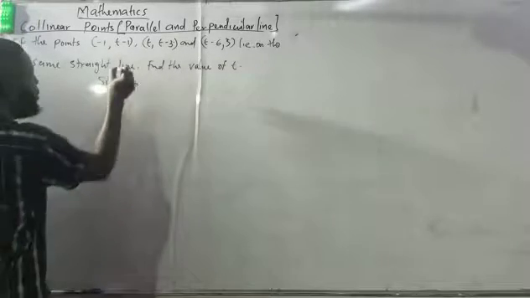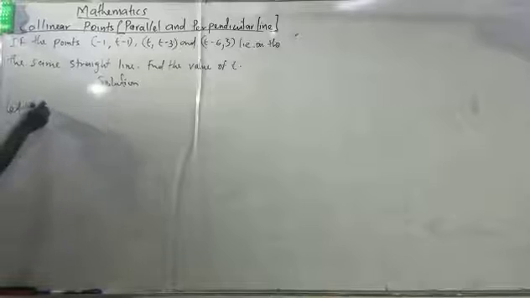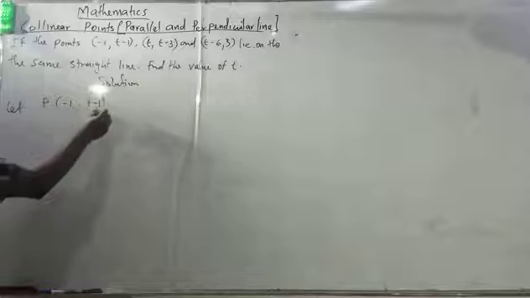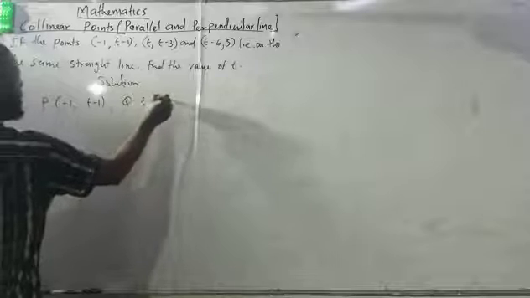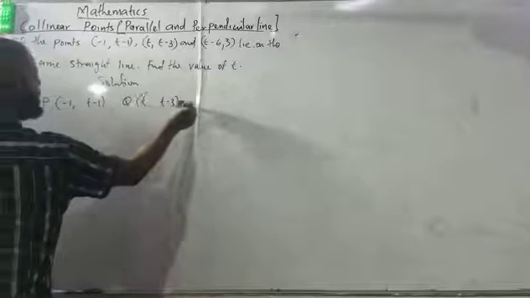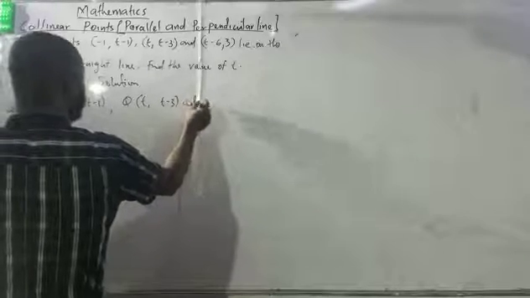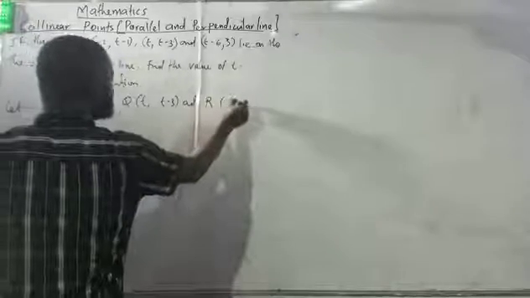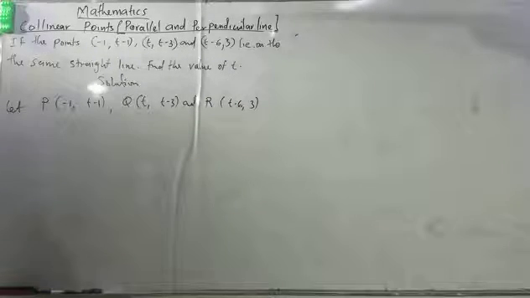With what I've explained, this is a collinear problem. Now, how do I solve this problem? What you just need to do, I will just declare let P be minus 1, comma t minus 1, and Q will be t, comma t minus 3, and R will be t minus 6, comma 3.